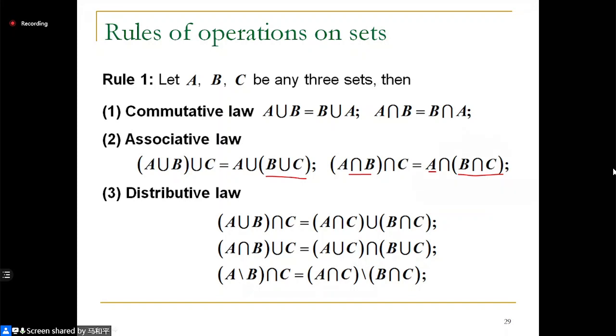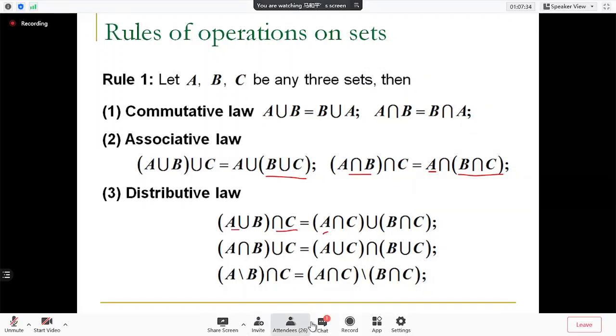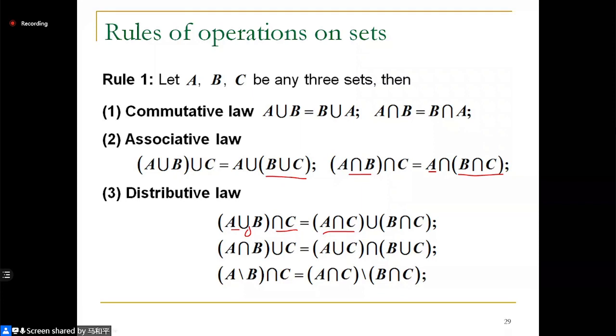And the third is the distributive law. A union B, and then intersection C is equal to A intersection C union B intersection C. Do we learn this before? Yes? Okay. And A intersection B, then union C is equal to A union C intersection B union C. And this is A minus B, and then intersection C is equal to A intersection C minus B intersection C.